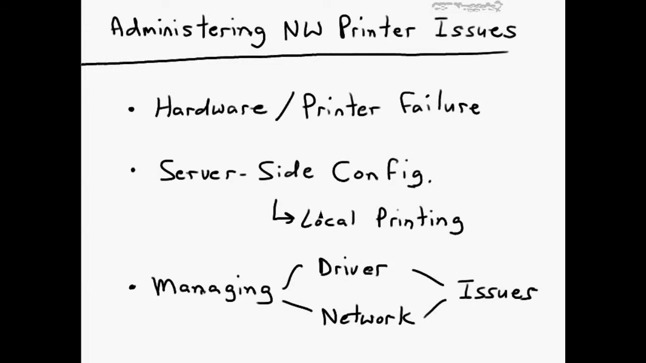Administering network printer issues review. In this nugget, we began with a discussion of printing in general in Windows 7 and how that's advanced since previous versions of Windows OS. We examined printer hardware, the difference between a print device and a printer, various reasons for printer hardware failure, the rollers or the inner mechanism getting all gummed up, paper jams, etc.